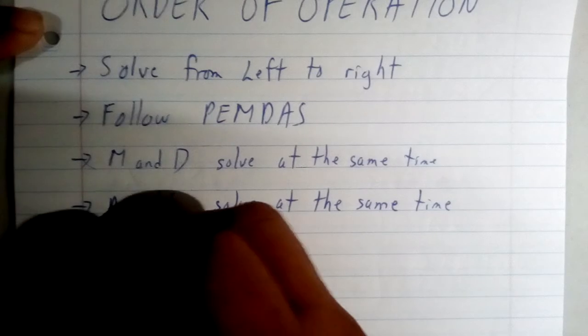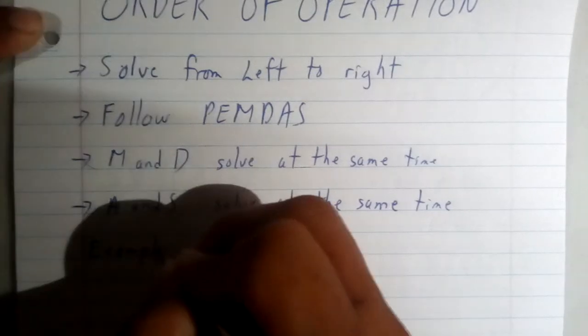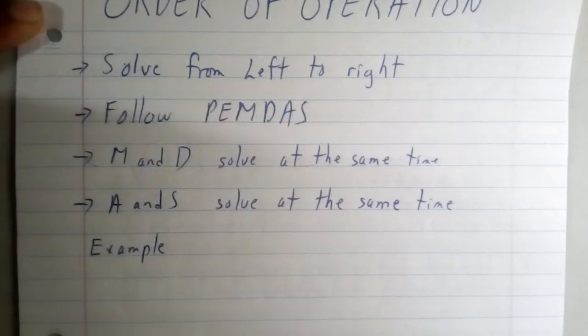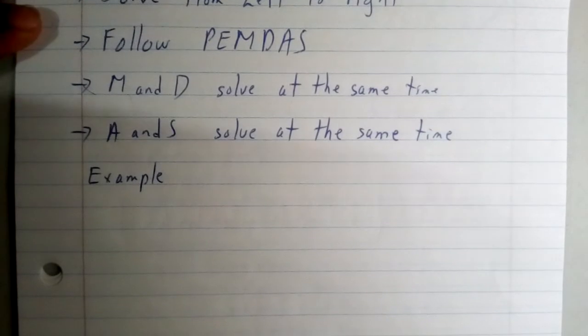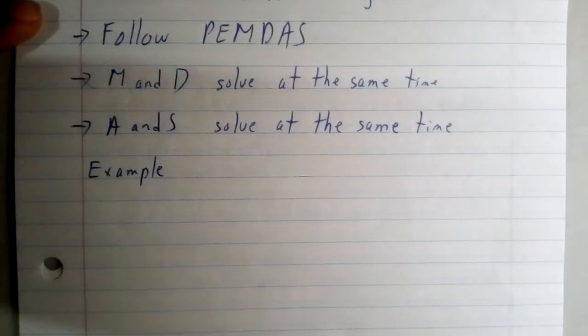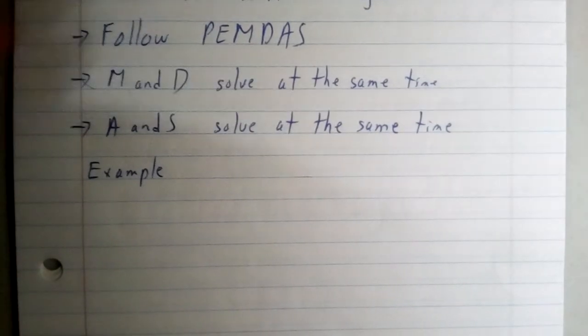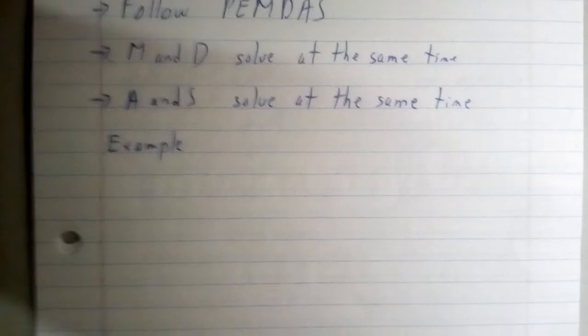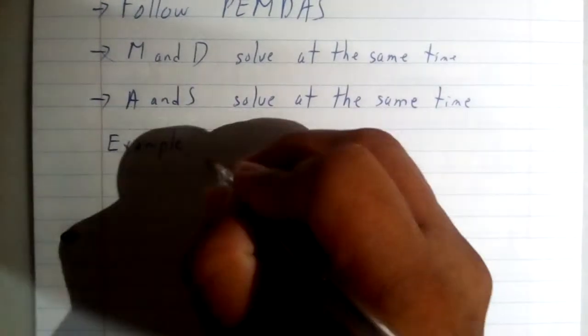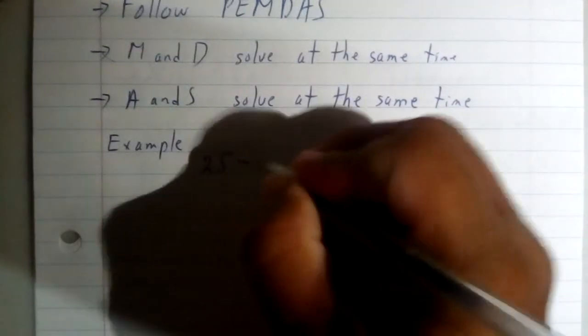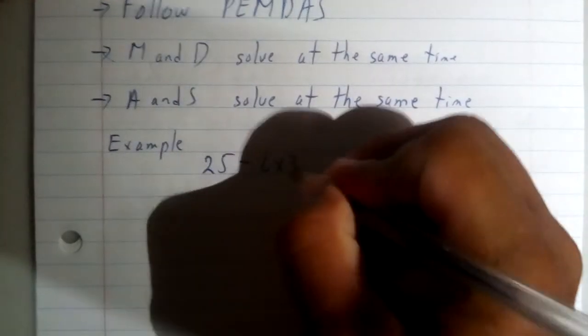Example 1. And here we'll be starting from the basic and going up to the most complicated problem. Okay, so our example will be as follows. Consider that we have 25 minus 6 times 3.